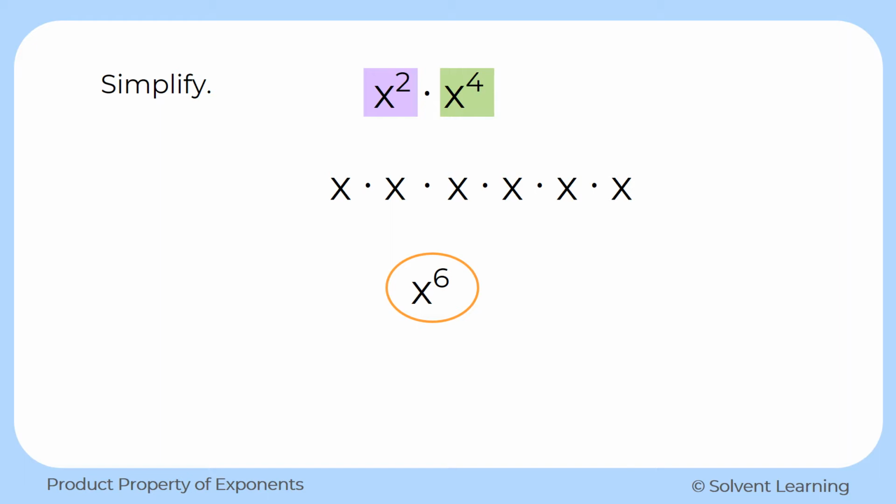Now, if we take a closer look at our original exponents that we started with, we had x raised to the power of 2 times x raised to the power of 4. And when we multiplied them together, the result was x to the power of 6. So what we really just did was add the exponents together. 2 plus 4 gives us 6. And that's really how the product property works. As long as the exponents have the same base and we're multiplying them together, all we have to do is add the exponents.